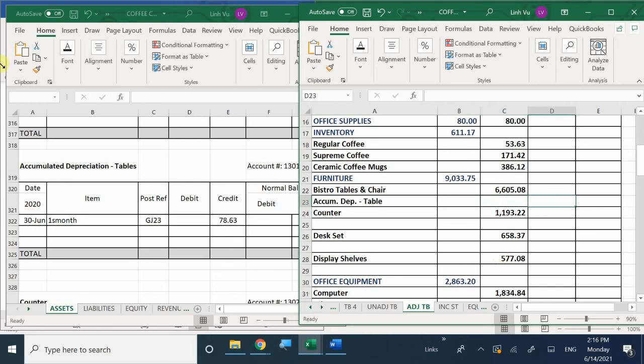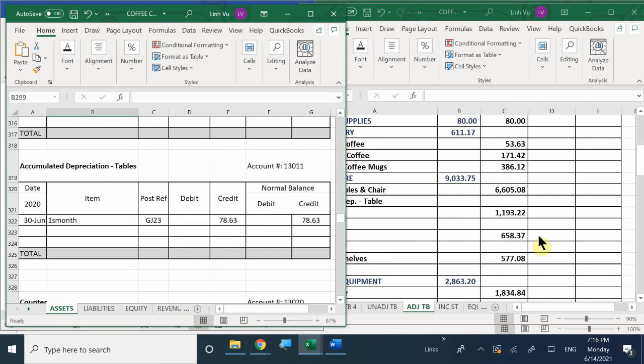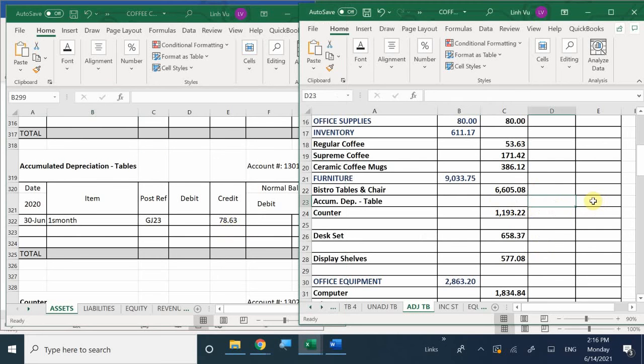and because this is a contra account, in this case it's a credit balance, I'm going to go all the way to the right, because this is where all of my accounts are. And I'm going to enter 78 and 63 cents. That's my total credits for my accumulated depreciation for the tables. We will calculate the grand total for the furniture later on, but for now, let's enter in all of the accounts and then we'll go from there.